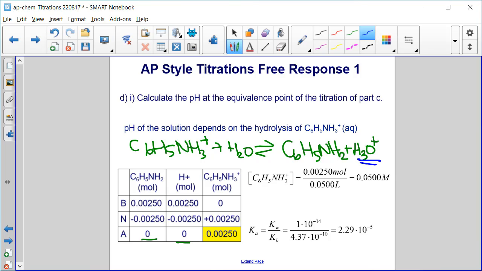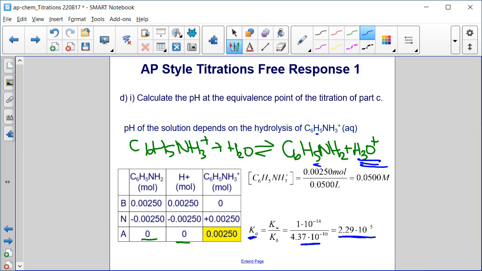Now, the production here is of H3O+, which comes from the formation of the conjugate base here, and then this is the conjugate acid of water. So we need to work from the Ka instead of the Kb. So I calculated Ka here. Remember, we found Kb back in part B of this. So just substitute that in. We get a Ka of 2.29 times 10 to the minus 5.